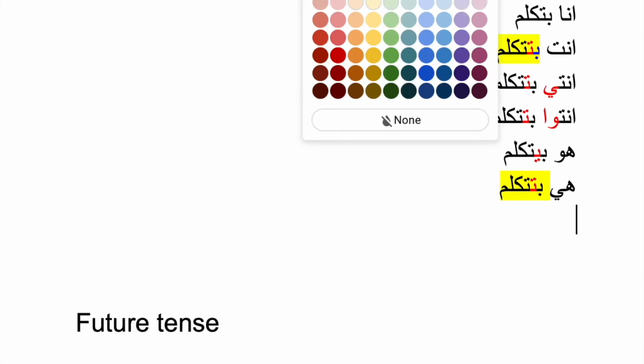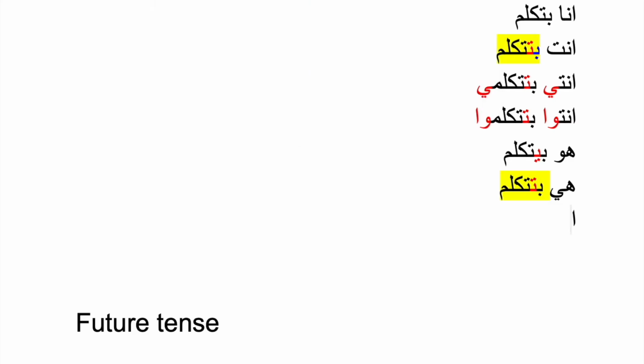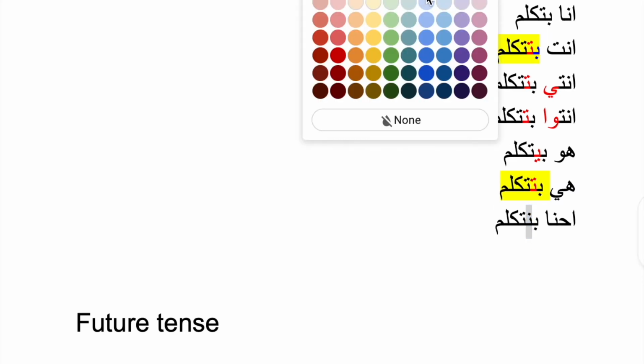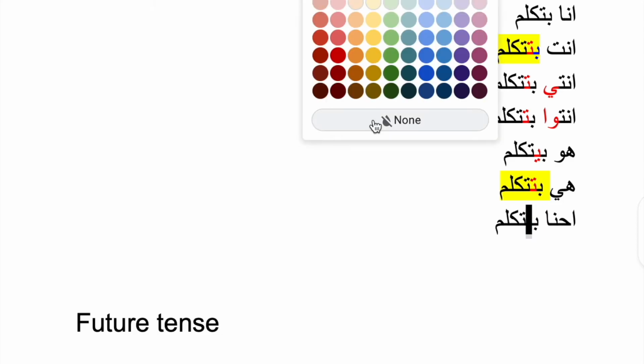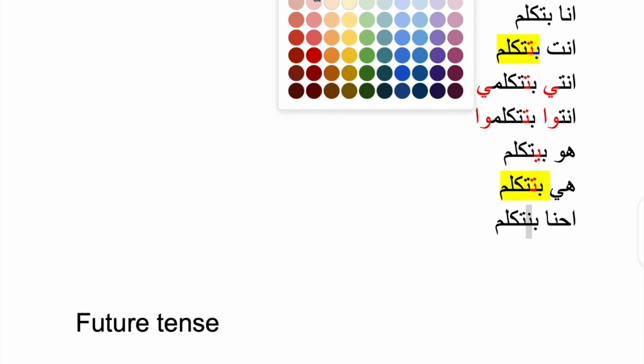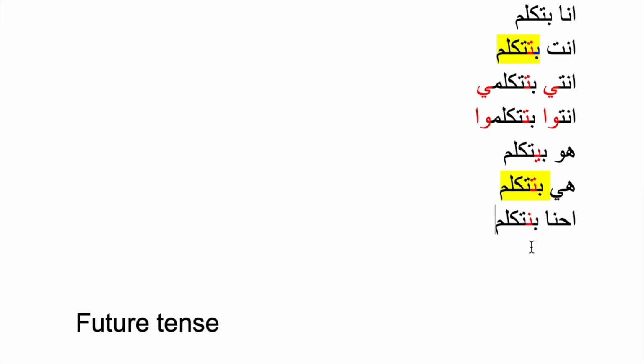Okay, now let's talk about إحنا. إحنا is we. So إحنا بنتكلم. All we do for إحنا is we add a noon, which is the N sound, na. إحنا بنتكلم.